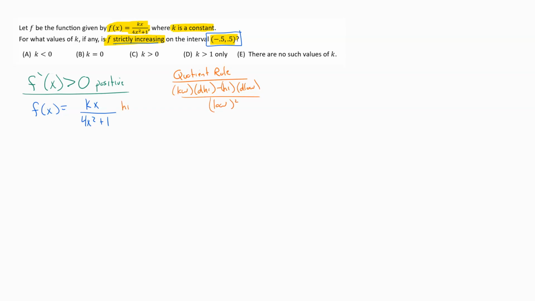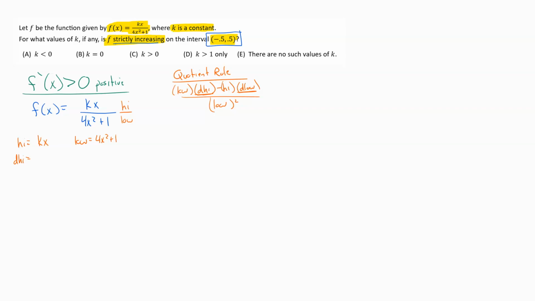I label the top piece the high piece and the bottom piece the low piece. When I say d high, that means the derivative of the high piece, and when I say d low, that means the derivative of the low piece. So I'm going to break it into bite-sized little math problems now. The high is kx, the low is 4x squared plus 1. So now we'll go find the d high.